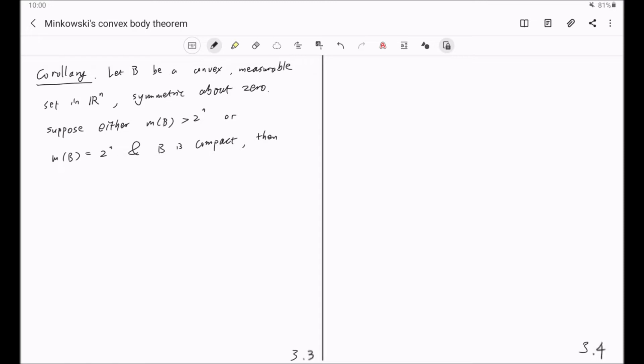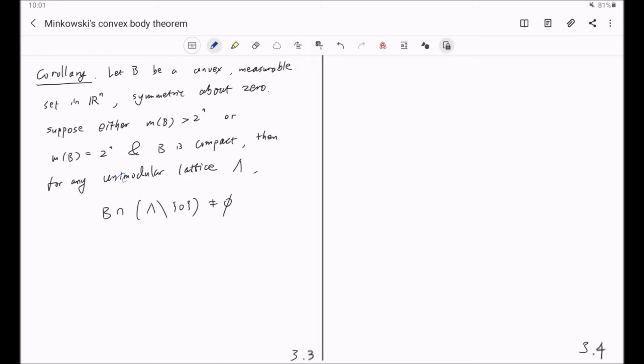Then, for any unimodular lattice lambda, we have that the intersection of B with this lattice minus the origin is non-empty. Namely, this convex measurable subset B that is symmetric about 0 contains a non-zero element in this lattice.